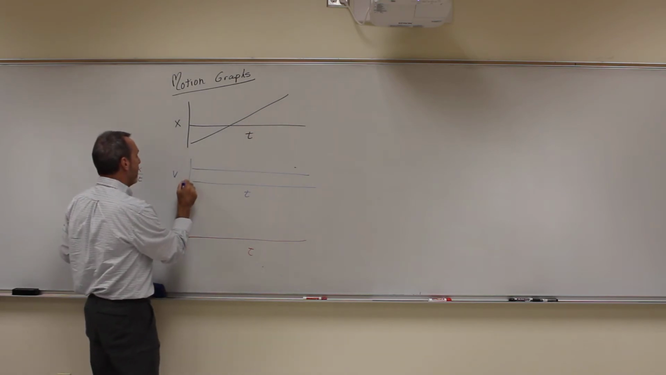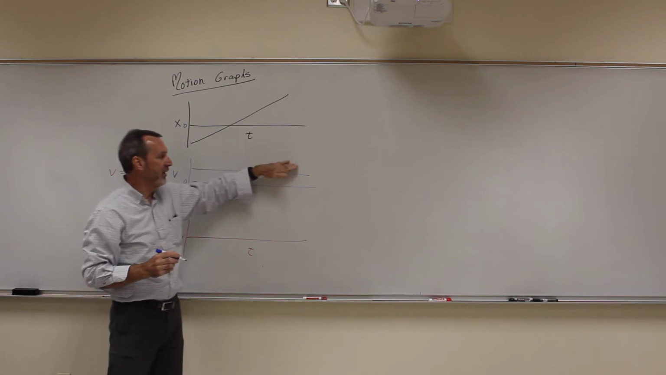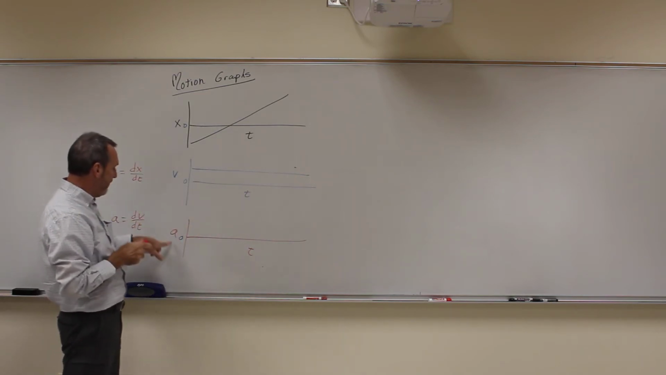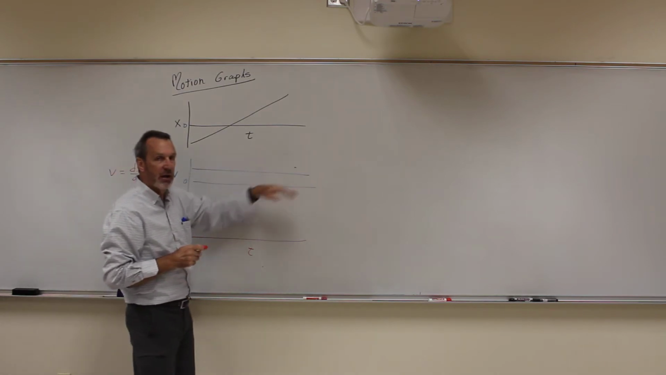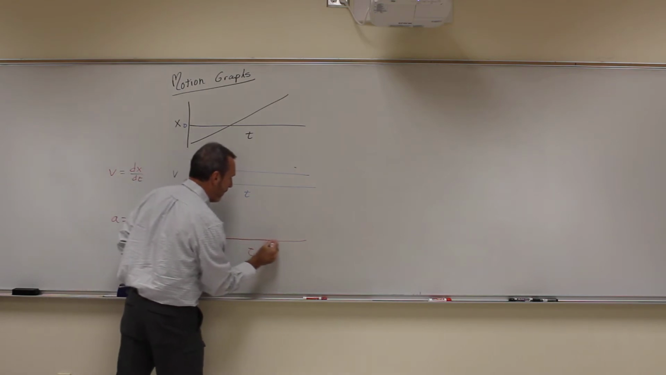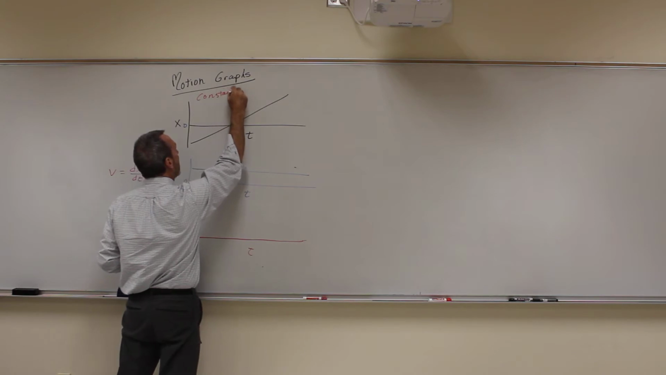Remember, these are 0 here. And so it's a positive number, but it's not changing. And then what about the acceleration? Well, the acceleration is the slope of the velocity graph. The slope of the horizontal line is just 0, and so the acceleration is 0. This would be the case when you have a constant velocity.